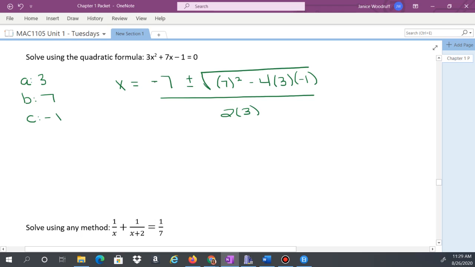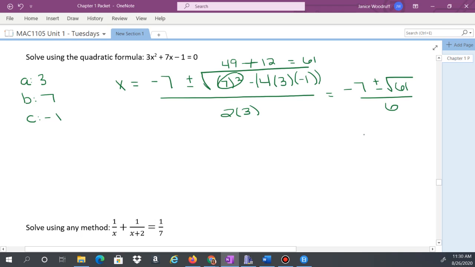All right, let's see. Negative 7 stays negative. 7 squared, 49, minus 4 times 3 times negative 1. So 12, negative 12. So 49 minus negative 12 turns into 49 plus 12, which gives us 61. So I have negative 7 plus or minus radical 61. 2 times 3 is 6.